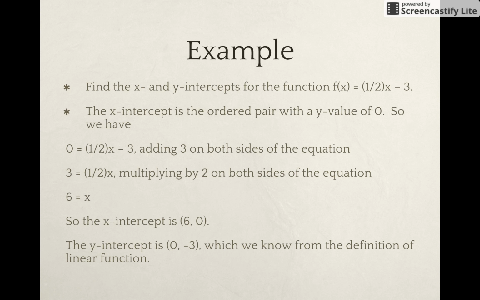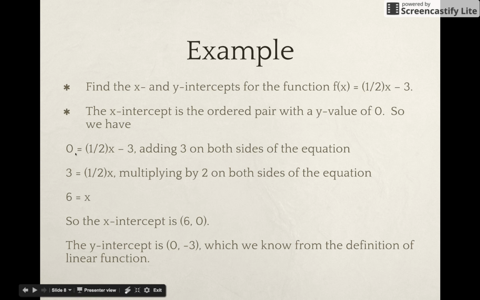Let's take a look at an example. We have the function f of x equals 1/2 x minus 3. Since the x-intercept is an ordered pair with a y value of 0, we'll let the y value be 0. And so picking up here, we've let y be 0, and we have 0 equals 1/2 x minus 3. So now our task is just to find the x value that makes that equation true. We want to find the ordered pair solution to this equation.